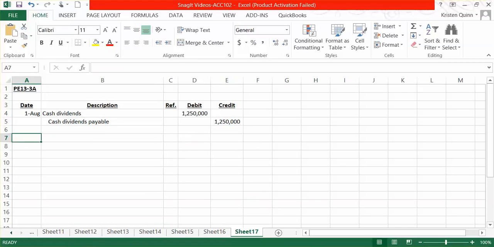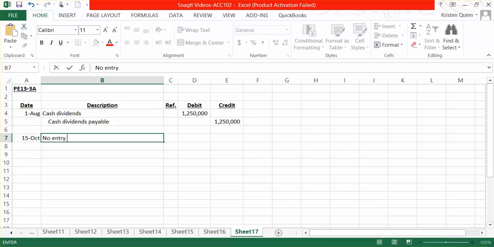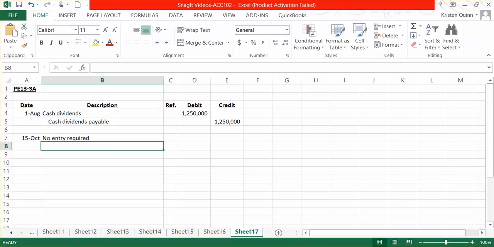On the record date, which they tell us is October 15th, there is no entry required. This date again is just telling us, the company, who will be receiving the dividend.